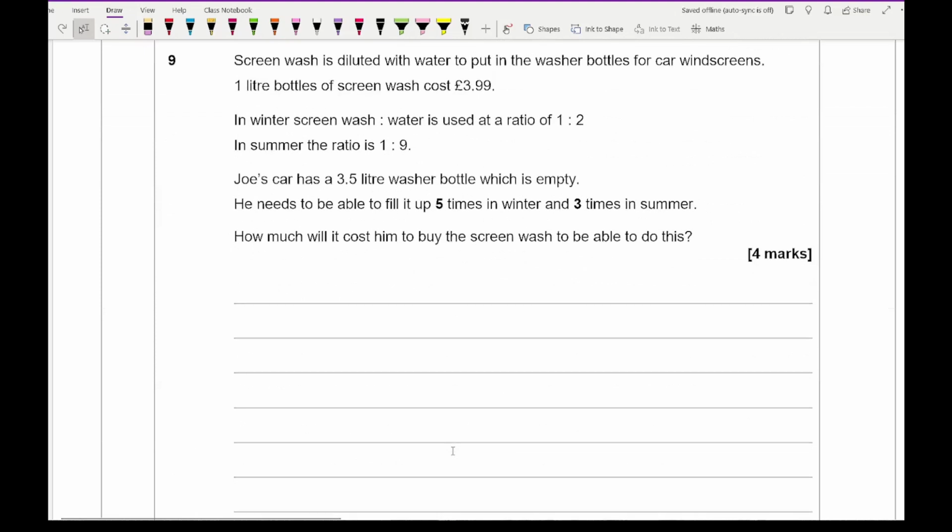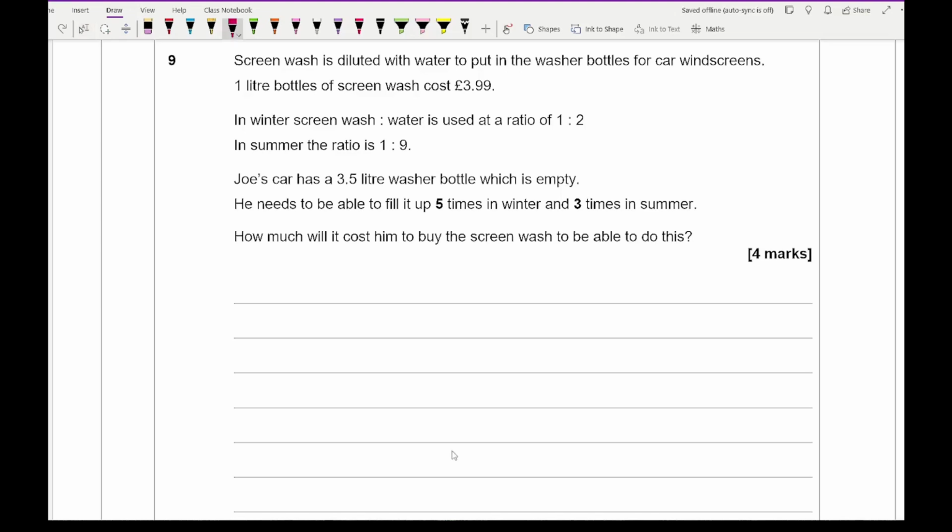Then moving on to our last question, it says screen wash is diluted with water to put in the washer bottles for car windscreens. 1 litre bottle of screen wash costs $3.99. In the winter, screen wash to water is used in the ratio 1 to 2. In the summer, the ratio is 1 to 9. Joe's car has a 3.5 litre washer bottle, which is empty, and he needs to be able to fill it up 5 times in the winter and 3 times in the summer. And the question's asking how much will it cost him to buy the screen wash to be able to do this. So let's have a look at working with this question.